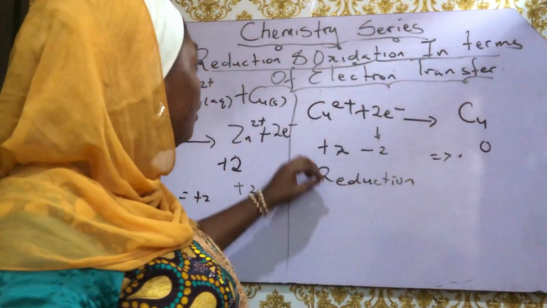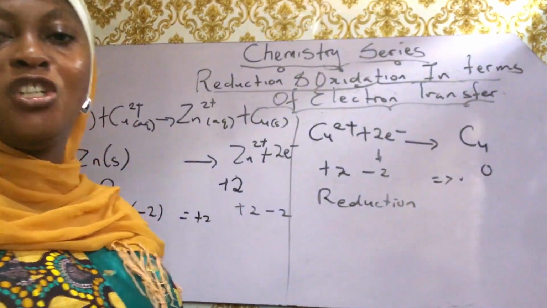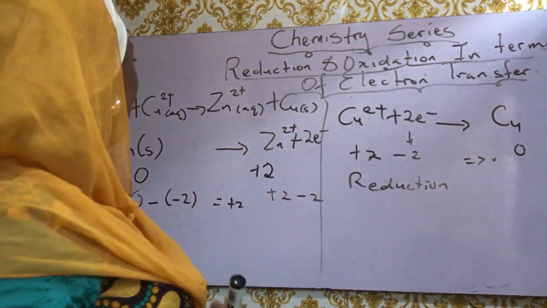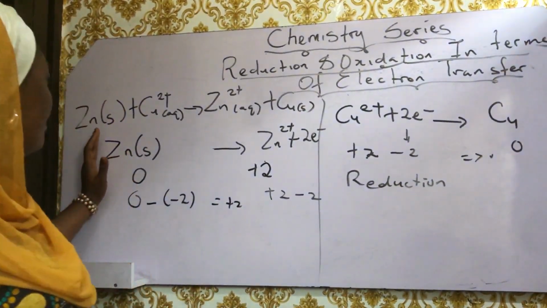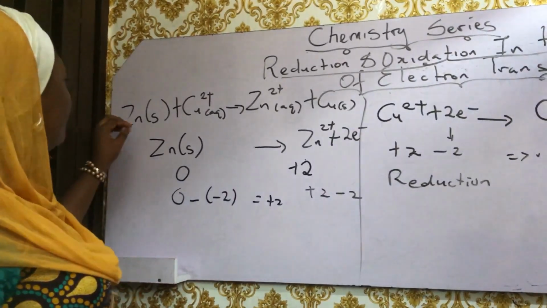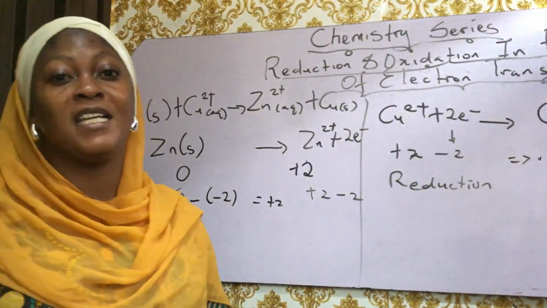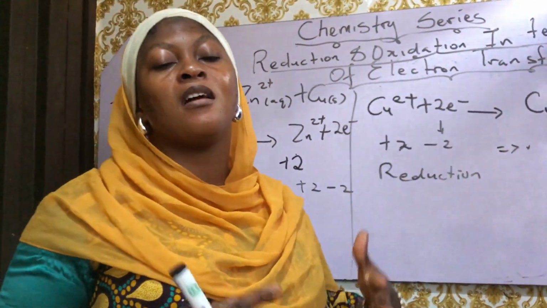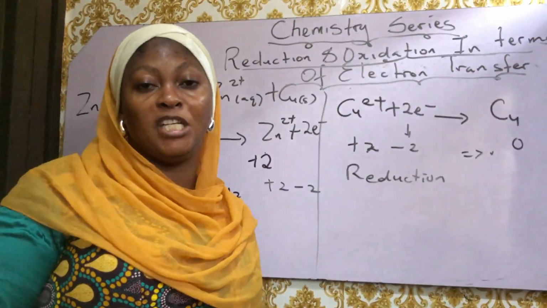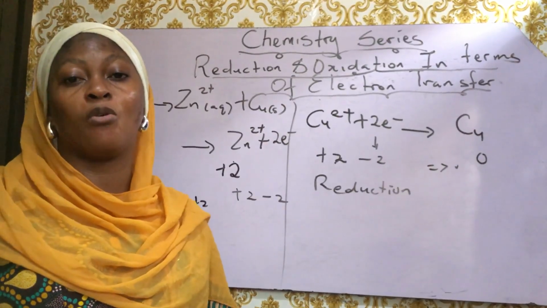So in this reaction, copper gained 2 electrons to give 0. The oxidation number of copper changes from 2 to 0. So in this reaction, zinc is undergoing oxidation and copper is undergoing reduction. So zinc is the reducing agent and copper is the oxidizing agent. Remember we said that a reducing agent is a substance that has undergone oxidation, while an oxidizing agent is a substance that has undergone reduction.